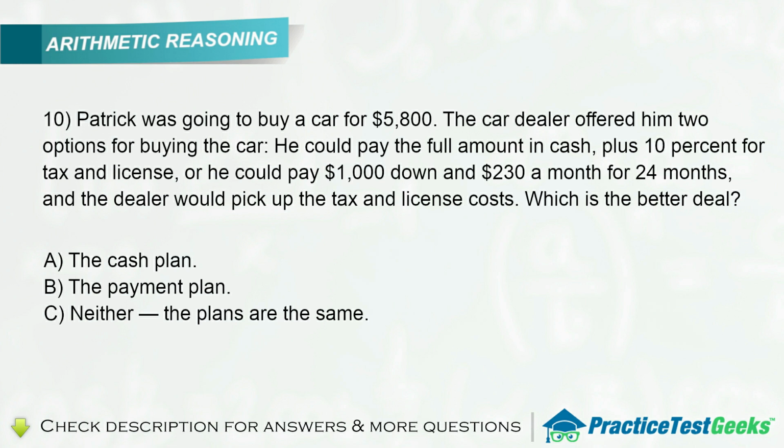Question 10. Patrick was going to buy a car for $5,800. The car dealer offered him two options for buying the car. He could pay the full amount in cash, plus 10% for tax and license, or he could pay $1,000 down, and $230 a month for 24 months, and the dealer would pick up the tax and license costs. Which is the better deal? A. The cash plan. B. The payment plan. C. Neither. The plans are the same.